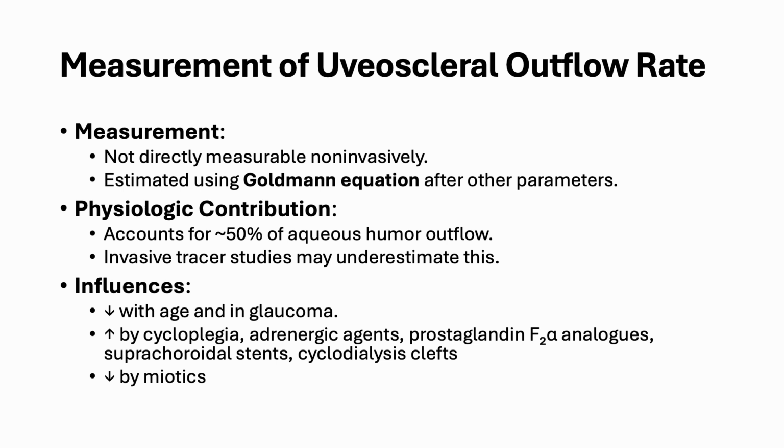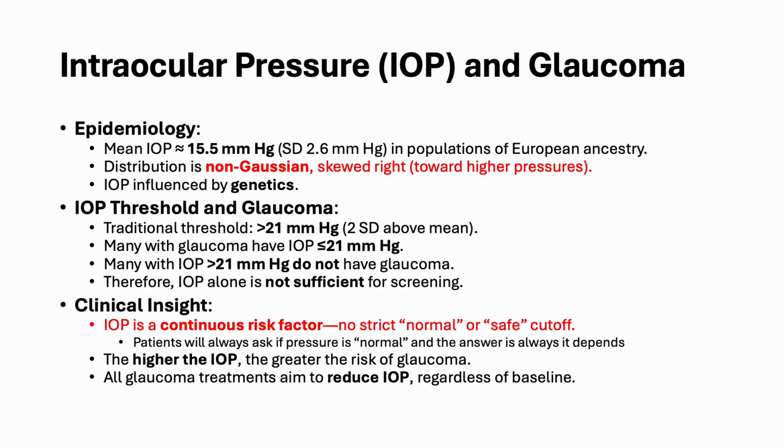Enhancing agents include cycloplegics, adrenergic agents, prostaglandin F2 alpha analogs, and surgical interventions like suprachoroid stents or cyclodialysis clefts. In contrast, miotics are known to decrease uveoscleral outflow. Because many glaucoma therapies act specifically on this pathway, particularly prostaglandin analogs, understanding these modulators is critical for treatment selection and surgical planning. Intraocular pressure plays a central role in glaucoma, but interpreting it correctly requires context.